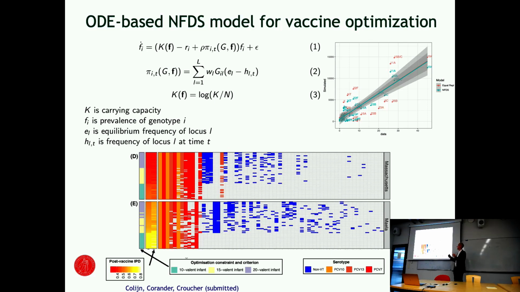So that's how the vaccine then changes the population. It wipes out some things and at the same time gives other things the possibility of spreading themselves.